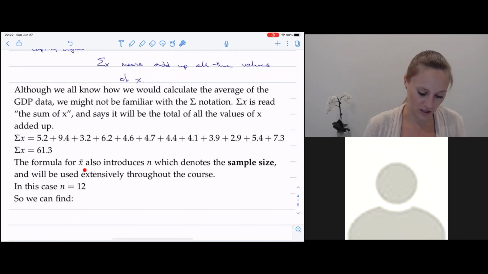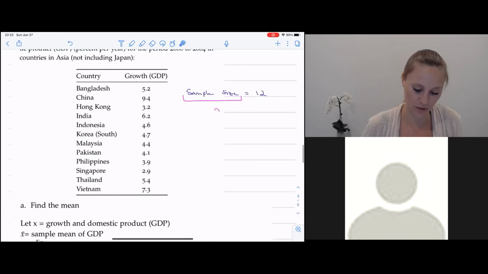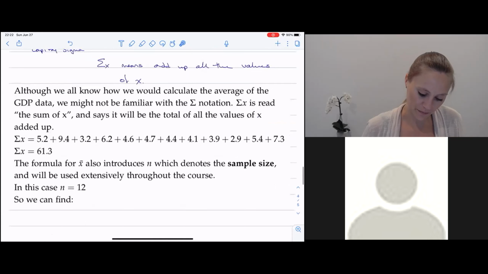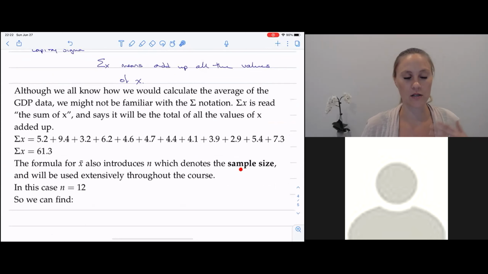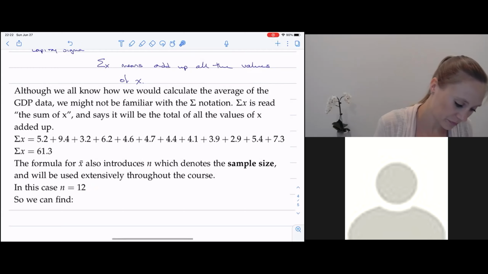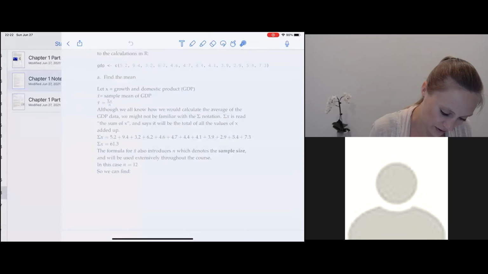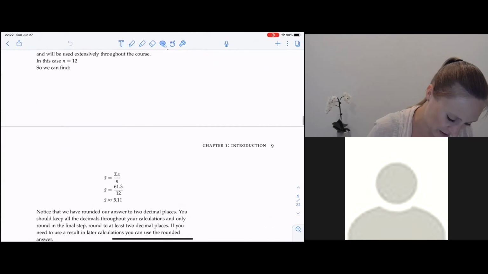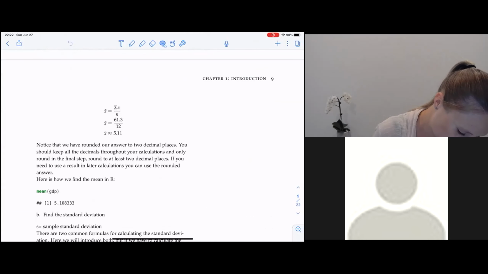So the formula for x bar also introduces n, which we have already introduced just briefly here, right? But here it is in the flesh, which denotes the sample size. We're going to use it a lot throughout the course, so it's a good one to become familiar with. So in this case, n is 12. So what we find is, it was on the next page.